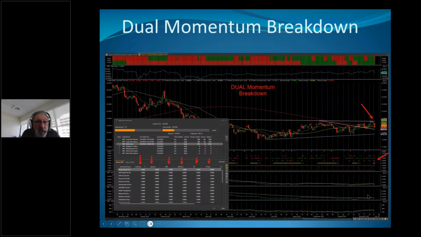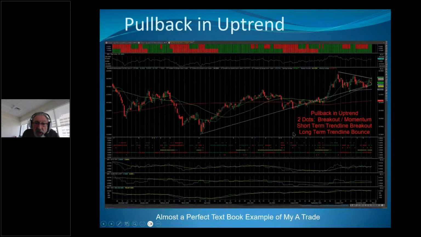So this was another one. Again, I'm just taking them from the list. There were 28 results, and I looked at them, and there were several that looked attractive. The pullback in uptrend, this is my go-to besides momentum. Remember I said what my A trade is. Stock is in an uptrend. Check. It's pulled back. Well, there you go.